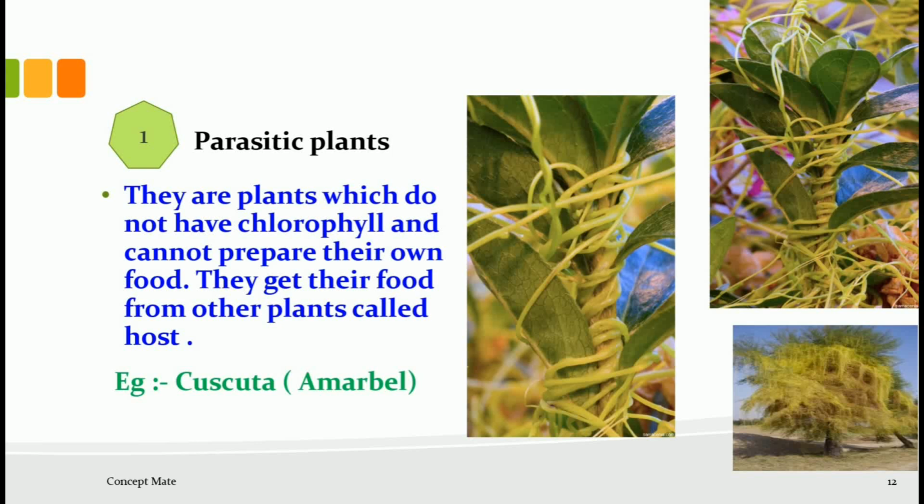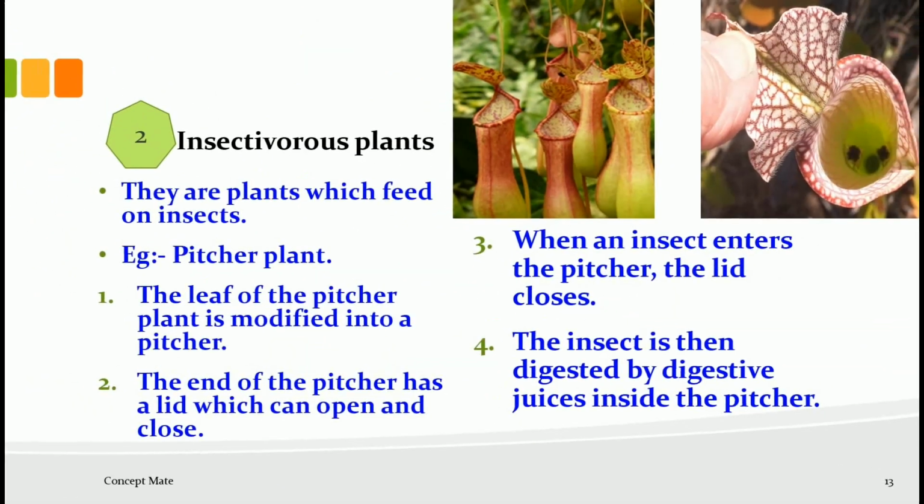The next type of plants we will be looking at is the insectivorous plants. These are plants which feed on insects. They trap the insects around them and digest them for extra protein content. These plants may be green in color or also in some other colors. An example is the pitcher plant.